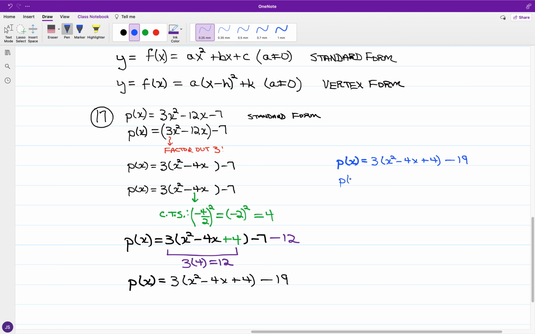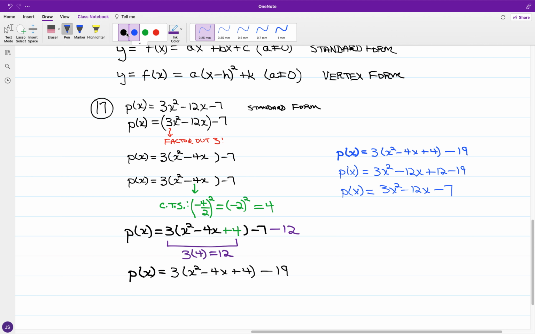You have your p of x, so you have 3 times x squared minus 4x plus 4. So you have 3x squared minus 12x, 3 times 4 is 12, minus 19. We have 3x squared minus 12x, and 12 minus 19 gives us minus 7. So we're on the right pathway.